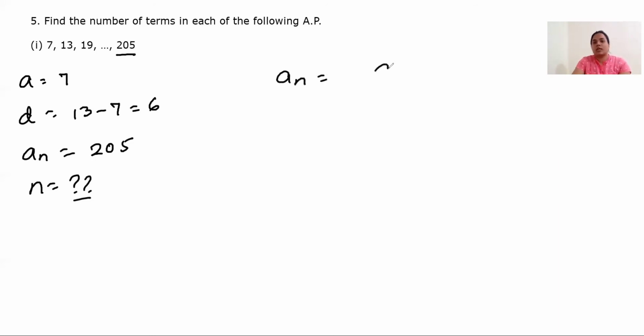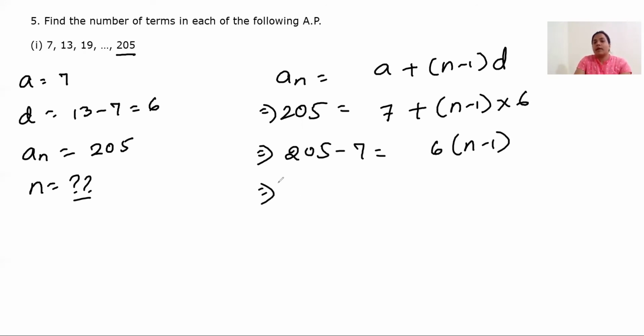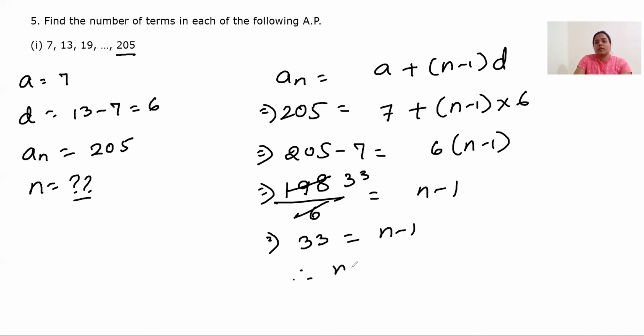We'll substitute the values again. A plus N minus 1 D. We already have 205. 7 plus N minus 1 into 6. First we will subtract 7. Then we will divide by 6. So this will be equal to 205 minus 7 is 198, and 198 upon 6 is equal to N minus 1. This will cancel. 6 3s are 18. So 33 is N minus 1. Therefore, N is 34. So the number of terms.